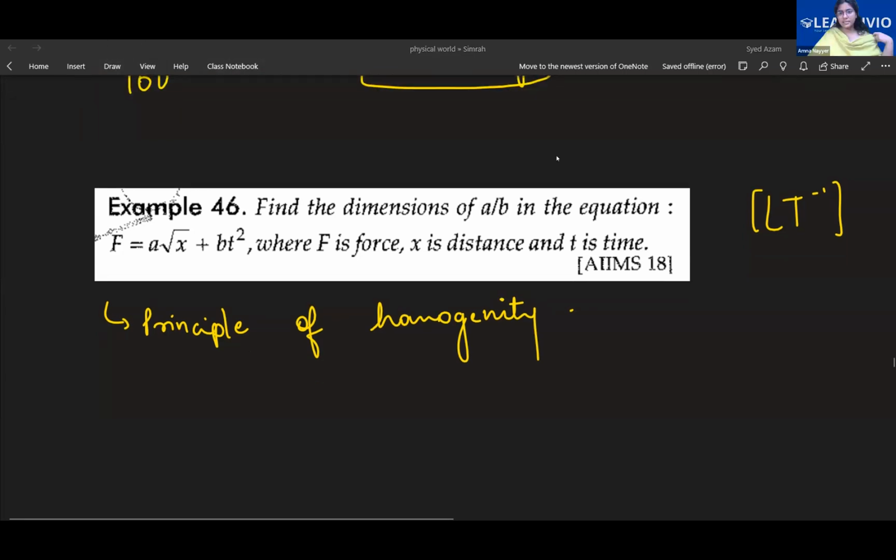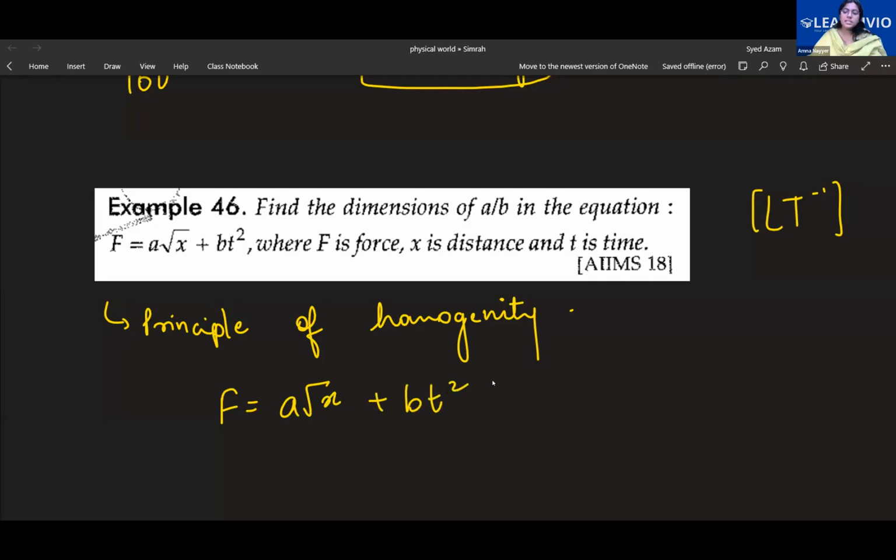Okay, let's discuss this. See, this is based on the same thing: dimensions should be the same. It is saying the equation is F is a root x plus b t square.